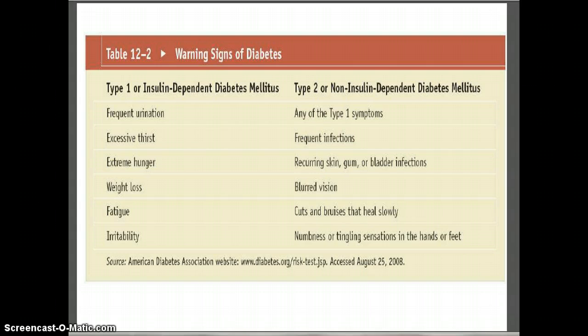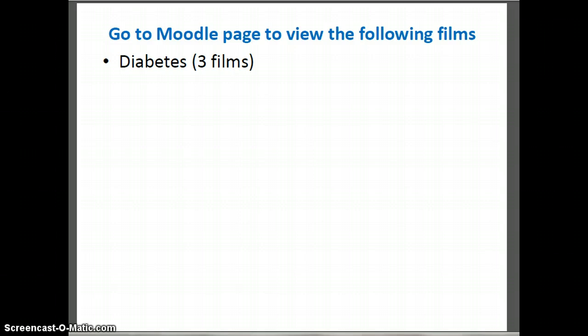Here are some warning signs and symptoms. And then there are a number of films, 3 films on your Moodle page that refer to diabetes. So please go there and have a look.